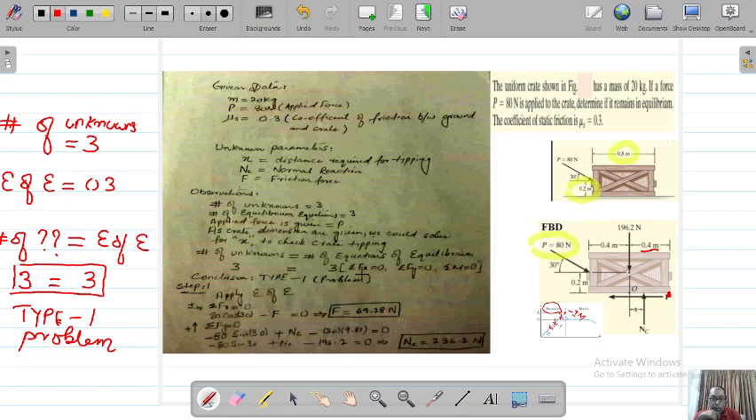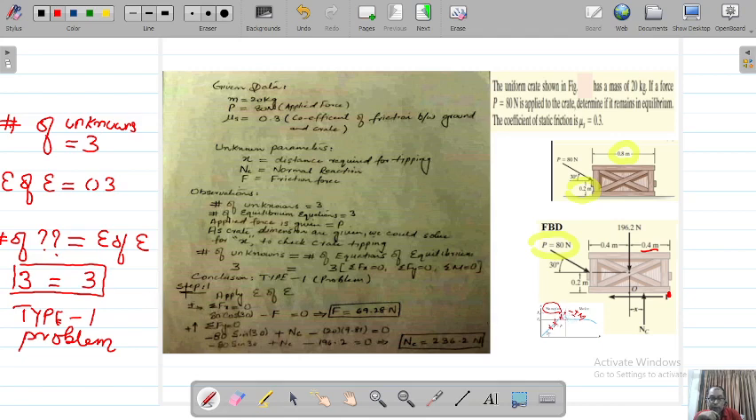The equilibrium equations we have are sigma Fx equals 0, sigma Fy equals 0, and summation of moments equal to 0. So step 1 is first of all to apply the equations of equilibrium. Before applying the frictional value at the impending motion point, we have to apply the equations of equilibrium.